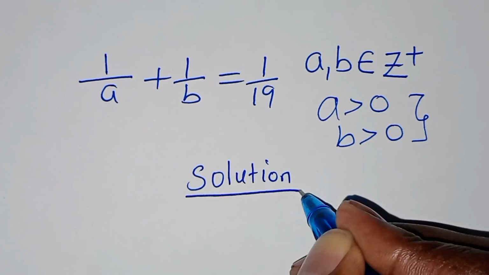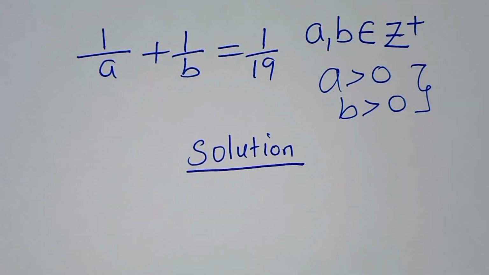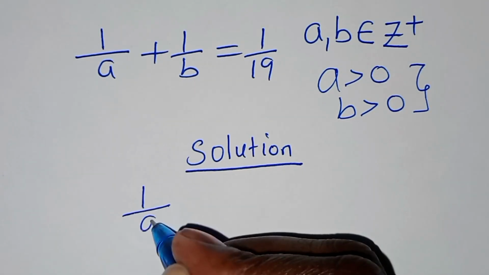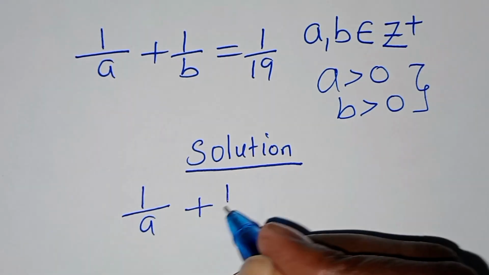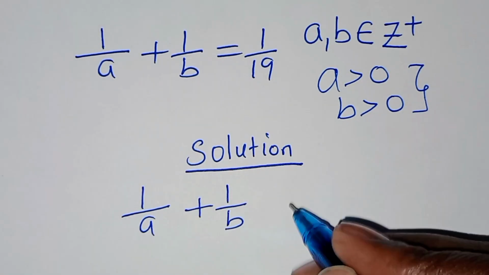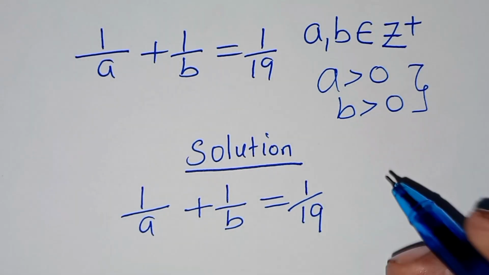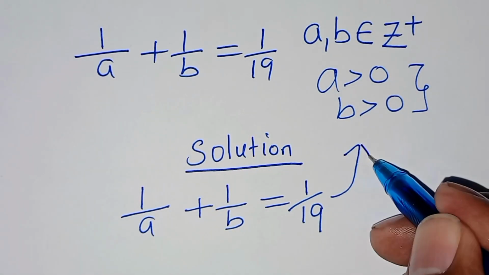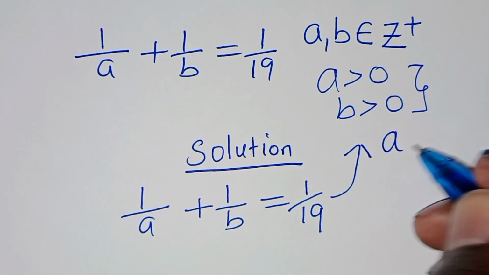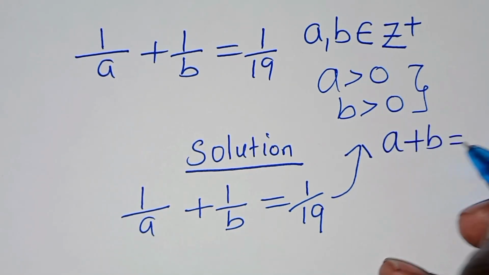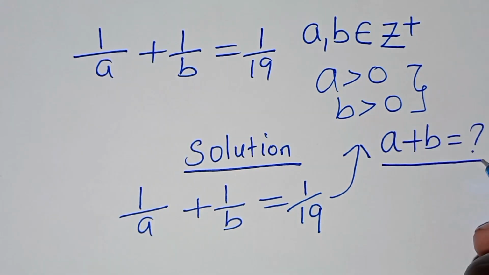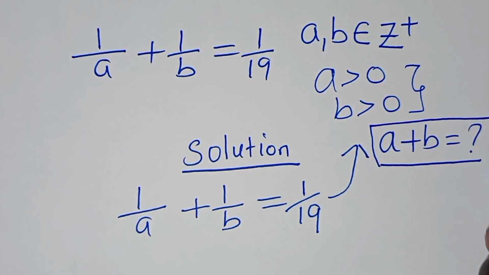Let's provide a solution. So we have 1 over a plus 1 over b equal to 1 over 19. Now, the question here is what is a plus b? Let's find out what is a plus b.